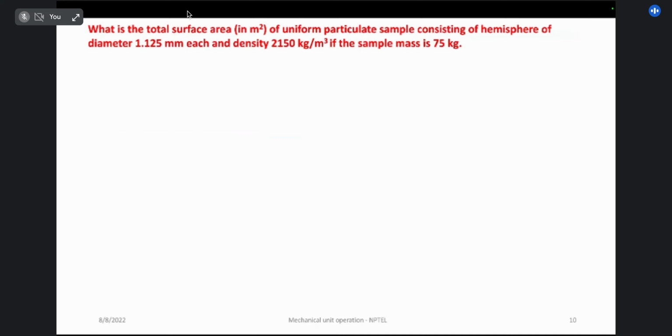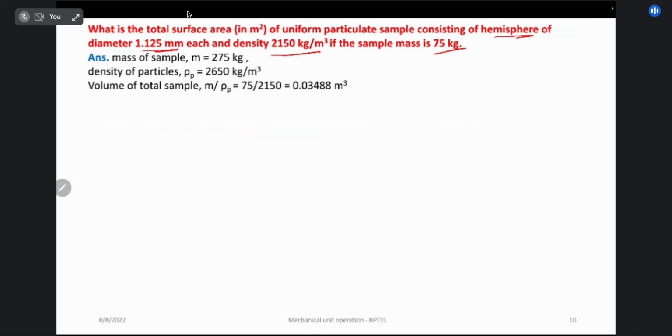The example is: what is the total surface area in meter square of a uniform particulate sample consisting of hemispheres of diameter 1.125 millimeter each? So we need to consider the shape is a hemisphere, and the particle diameter is 1.125 millimeter. It is a uniform mixture. The density is 2150 kg per meter cube, and the sample mass is 75 kg. These are the given data. To find the volume of the total sample, m by rho p comes around 0.03488 meter cube.